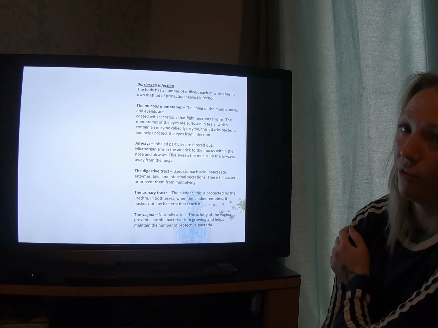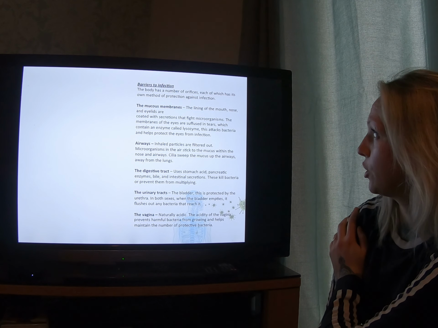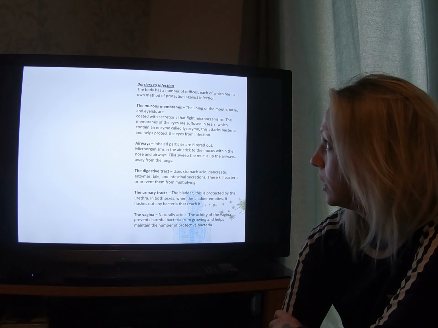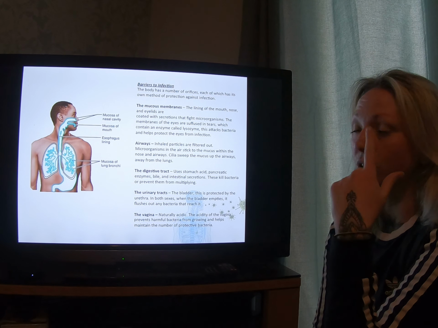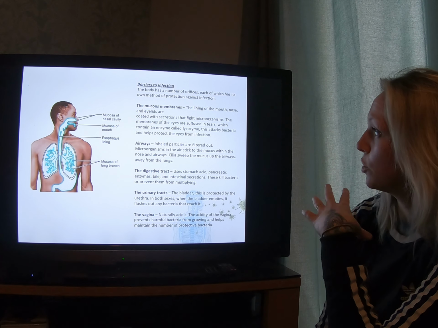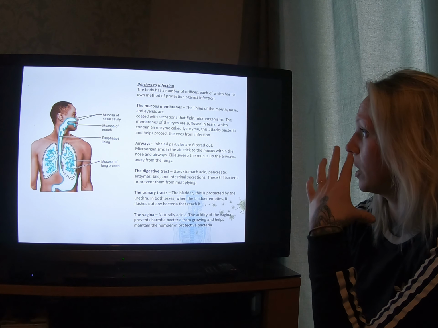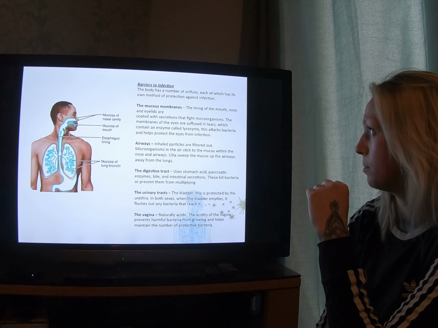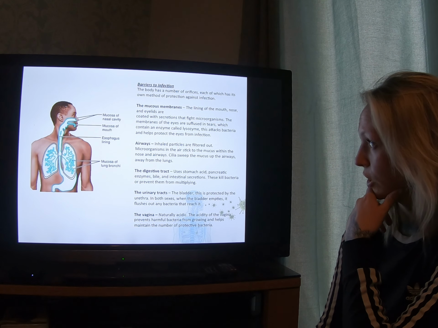So what are the barriers to infection? Our body has a number of orifices, each of which has its own method of protection against infection. You've got the mucous membranes. That's the lining of the mouth, the nose, and the eyelids. They're coated with secretions that fight microorganisms. Membranes of the eyes are suffused in tears, which contain an enzyme called lysozyme. This attacks bacteria and helps protect the eyes from infection.